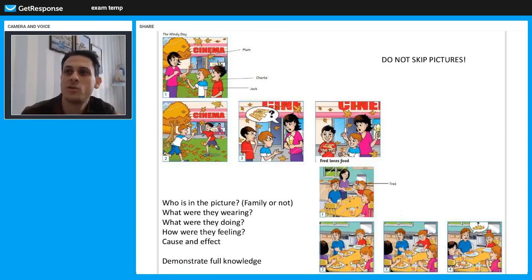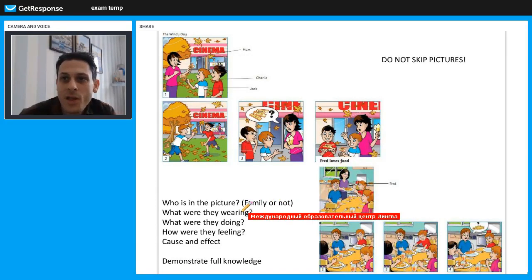So if we take a look at the story task, we can take a similar approach. So our answers should be complex. Imagine this answer. Mom, Charlie, and Jack are outside the cinema. They're playing with leaves. Where are the tickets? The tickets fly back. This is essentially a 0-point answer. It doesn't tell me the story. It just tells me some actions.